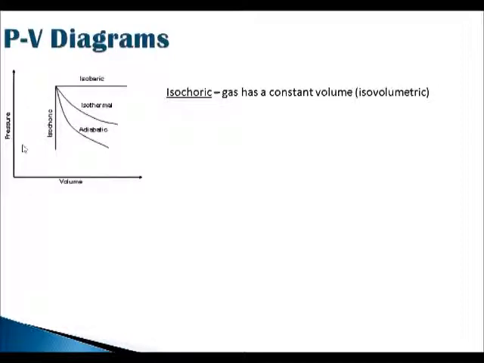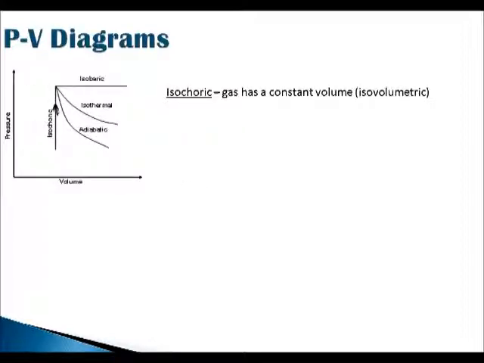Here we have pressure on the vertical axis, the volume on the horizontal axis. An isochoric process is one that's just like this. So if it moves in this direction, we know that it starts at some initial pressure, and at a constant volume, that pressure increases. Okay?